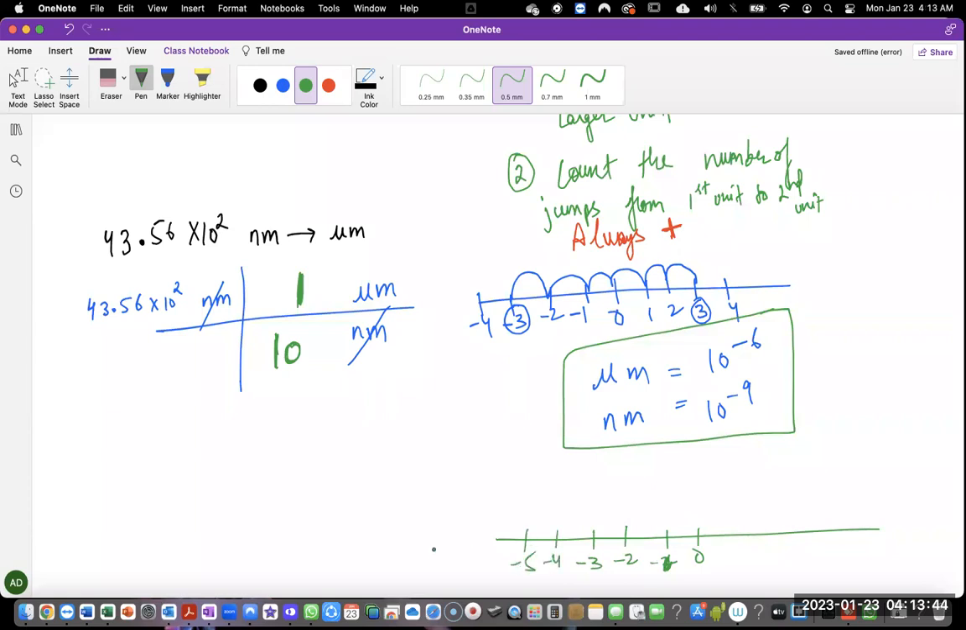And the more of these problems you do, the more you'll get used to them, and you'll be able to do these in your head. Okay. All right. So we have -1, -2, -3, -4, -5, -6, -7, -8, -9. Micro is sitting at -6, and nano is sitting at -9. And we want to count the jumps. That's 1, 2, and 3 jumps.